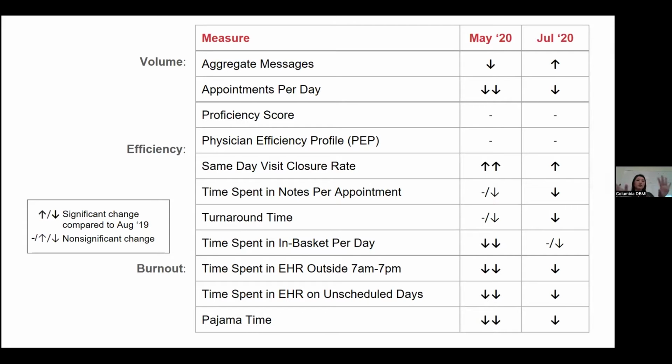And so compared to the pre-pandemic period in August 2019, if we look at this, it looks like maybe volume went down a little bit after the pandemic started. People didn't really change how efficient they were compared to others or how much they used tools, but they were spending less time in the EHR doing tasks. They were faster at completing their work, and they weren't working in the EHR as much after hours.